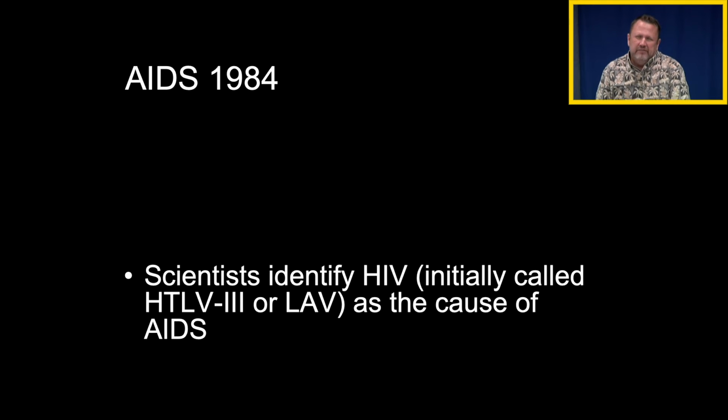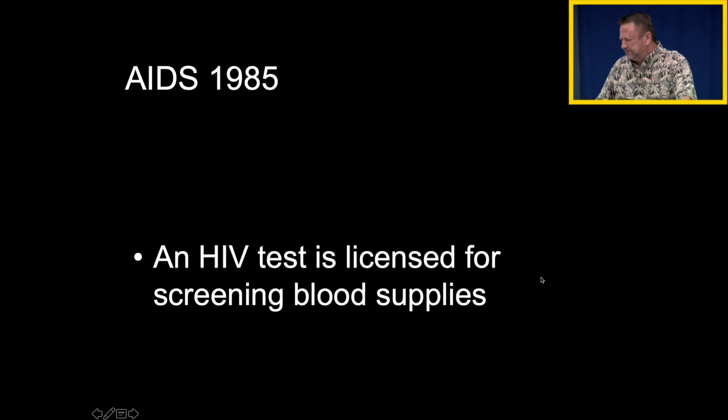It was 1984 that scientists finally realized that it's human immunodeficiency virus that's the cause of AIDS. Originally it's called human T-cell leukemia virus, and then they changed it to HIV. And so this human T-cell leukemia virus, the monkeys have the very same type of T-cell leukemia virus as well. We think that's where that came from.